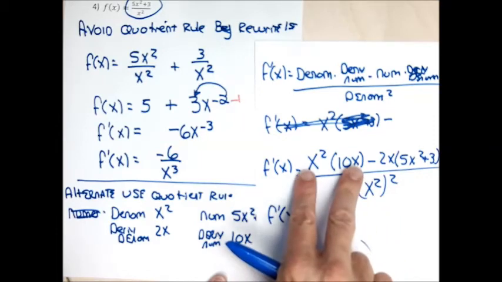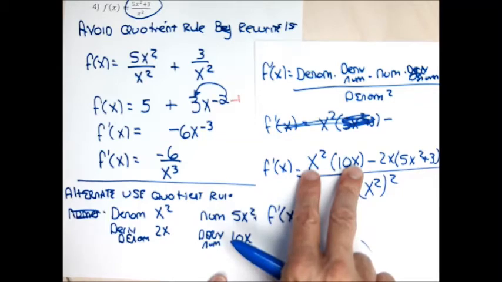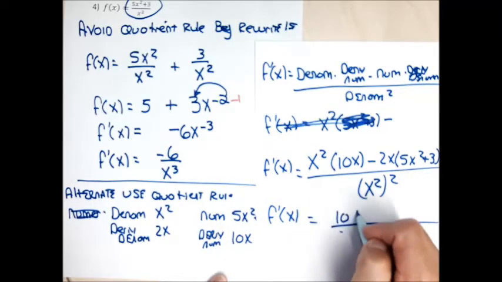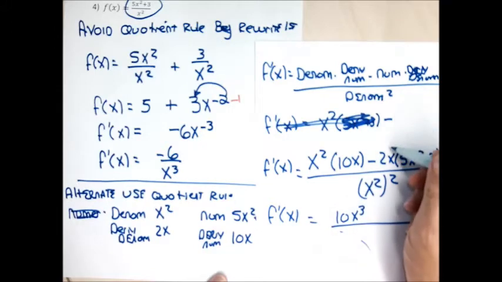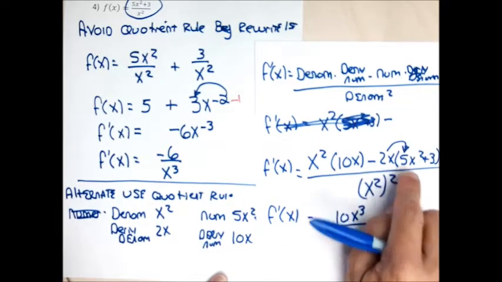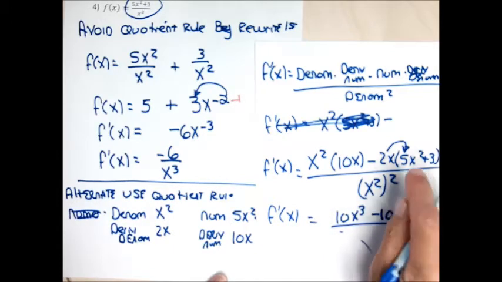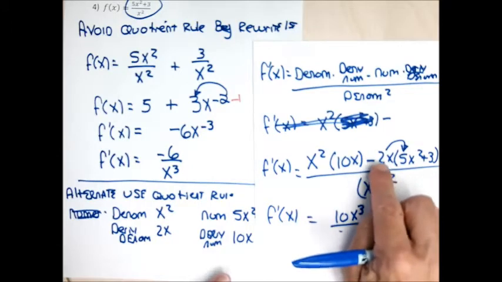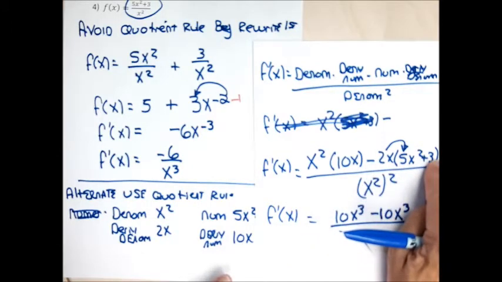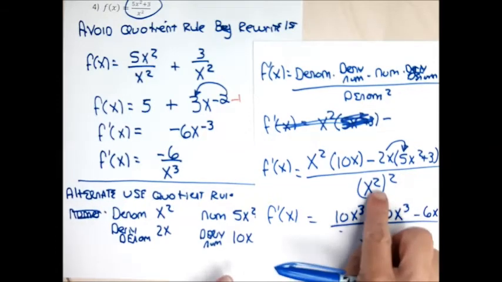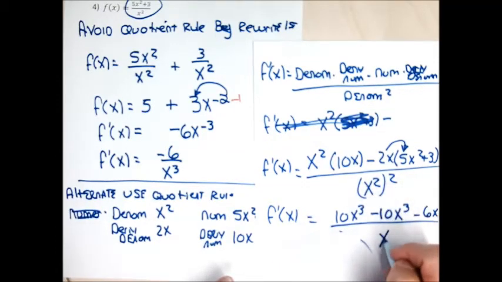Now I'm going to multiply x squared times 10x, taking 2x's and multiplying it by 1x and getting x cubed, preceded by a 10. Then I'm going to go 2x times 5x squared. I'm going to go minus 2 times 5 is minus 10. x times x squared is x cubed. And then minus 2x times positive 3 is minus 6x. The denominator, you multiply the exponents and get an x to the 4th.